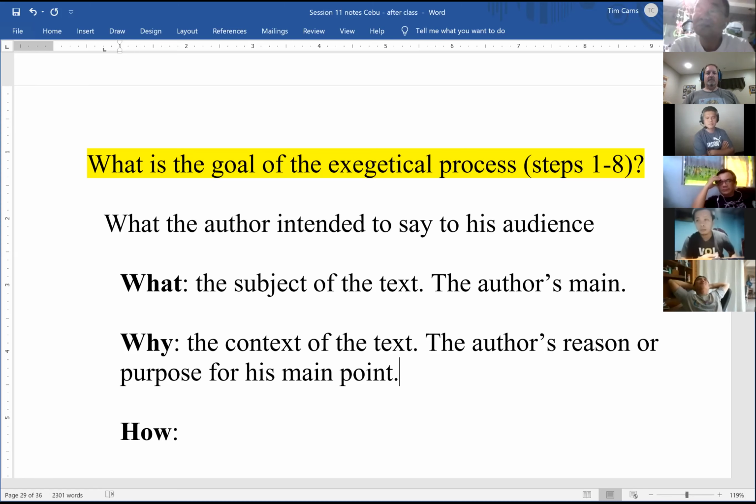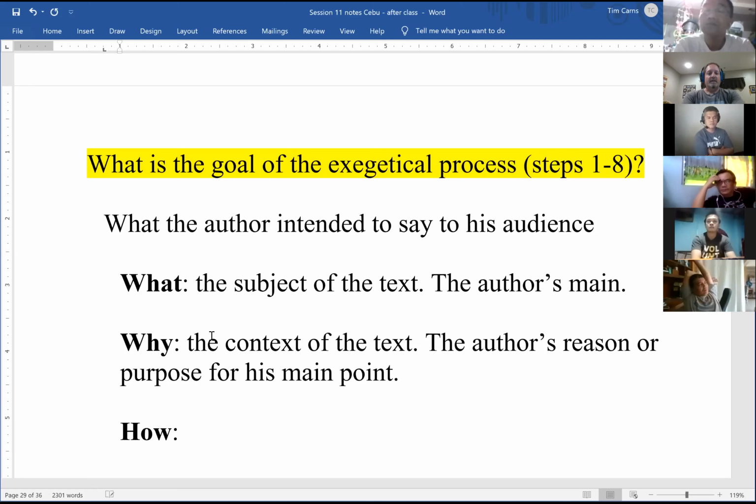That's critical. If you can't answer those two questions, the what and the why, then you don't fully understand the passage. You should know not only what is the main point the author is giving in this passage, but also why did he give this main point? What was the occasion? What was the motivation for it?